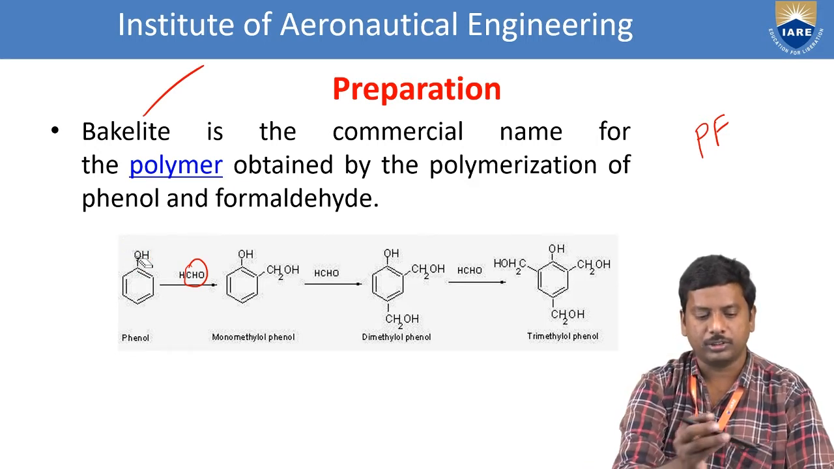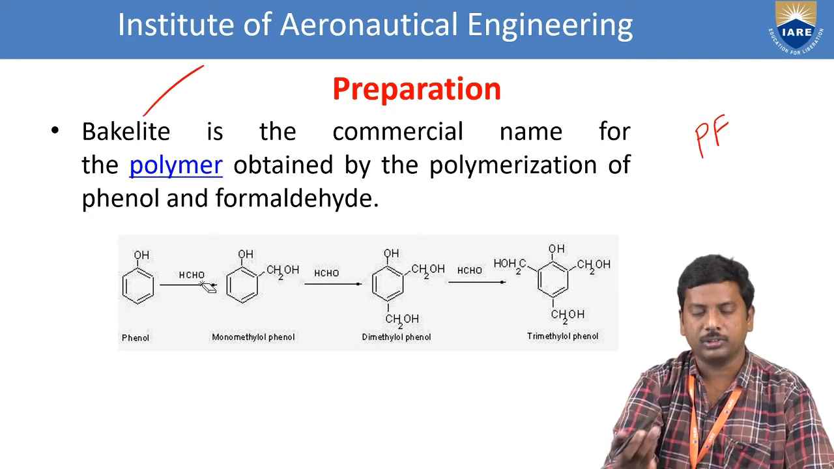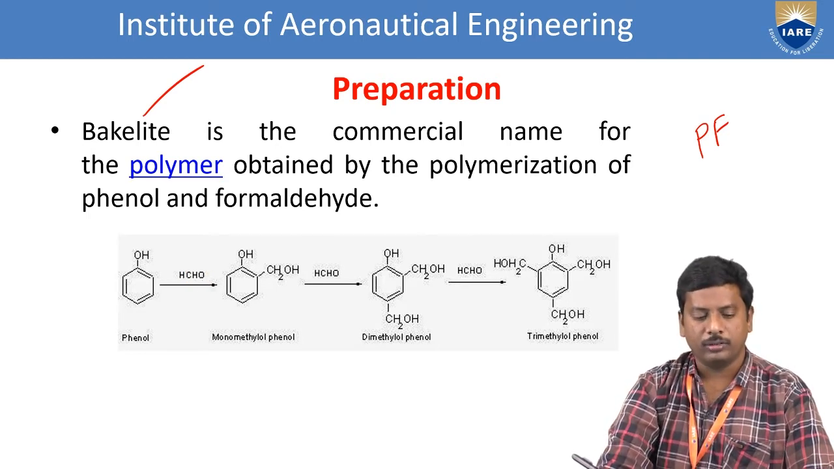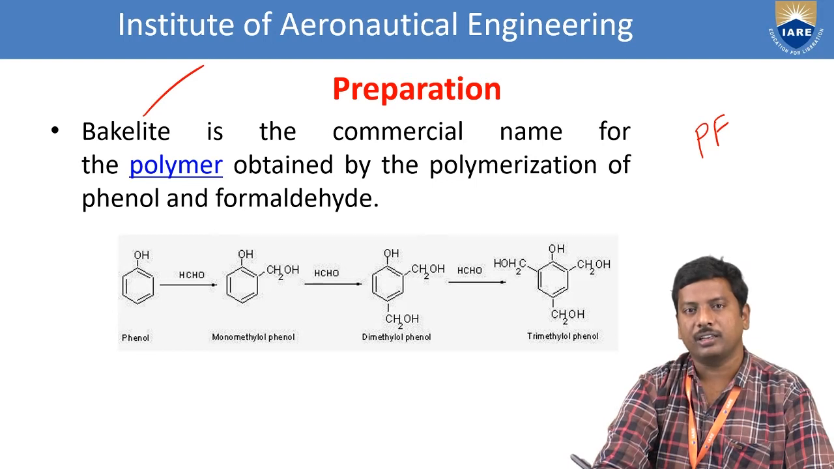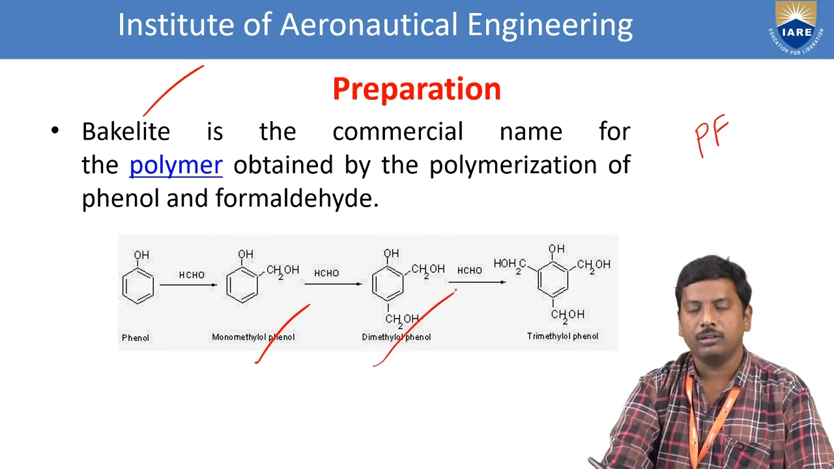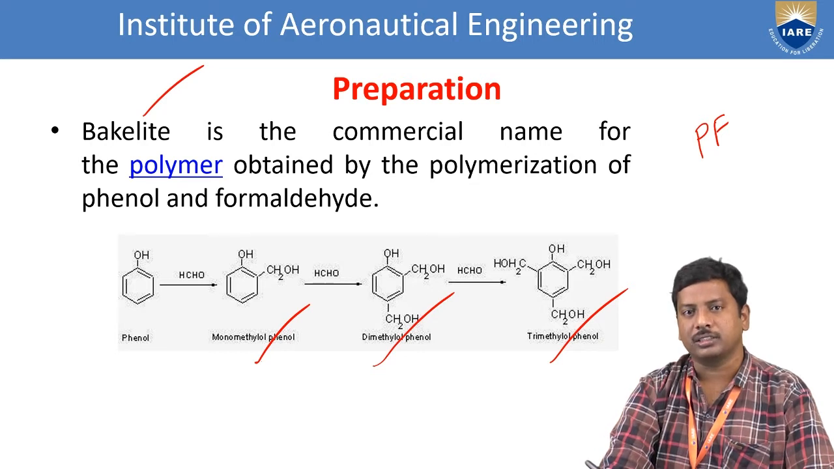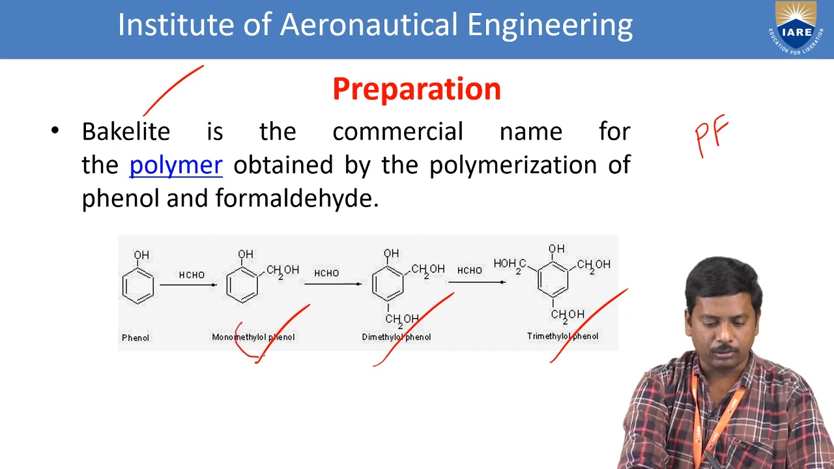Because of the OH group this is called phenol, and because of this aldehyde group this is called formaldehyde. When phenol reacts with formaldehyde, it gives mainly three types of compounds: first, monomethylol phenol; second, dimethylol phenol; and third, trimethylol phenol. First of all, we see the formula and structure of phenol. Phenol is C6H5OH, and the structure is a benzene ring containing an OH.